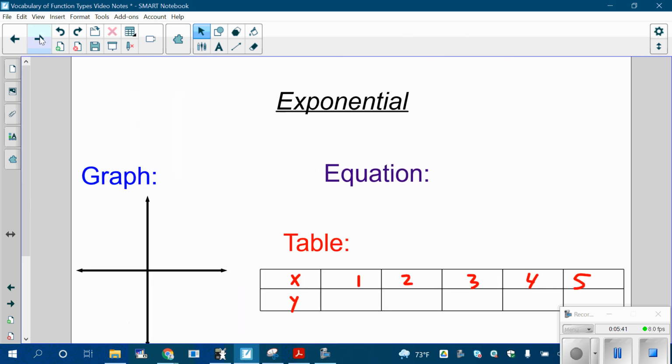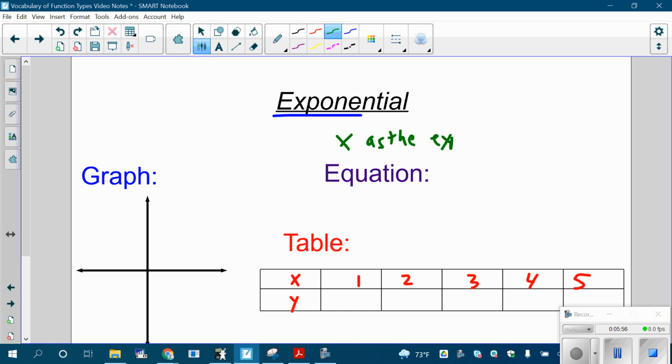Exponential. Last one here. Exponential means exponent, but be careful. Exponential equations have an exponent, but they have x as the exponent. Sometimes people get confused and look at an equation like this and say, oh, it's got an exponent, it's exponential. And I'm like, no. It has to have the x as the exponent. It has to have a variable as the exponent.